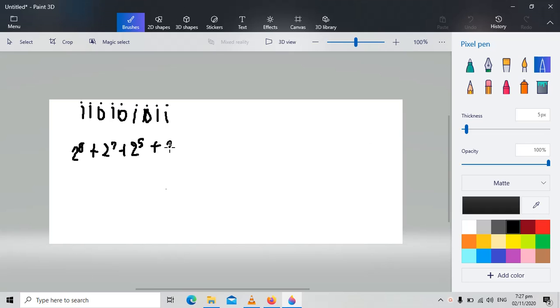Next, 2 to the power of 3. Next, 2 to the power of 1. And 2 to the power of 0.